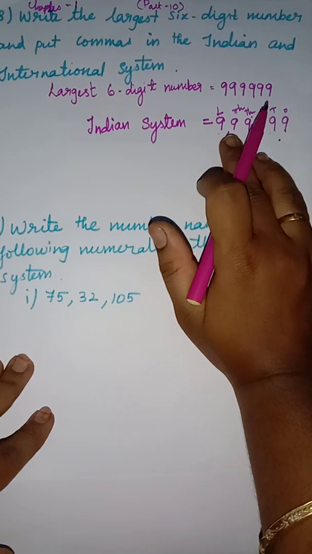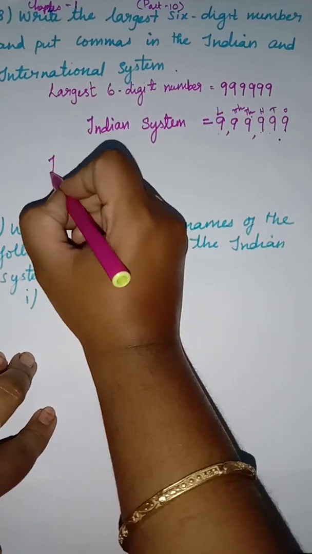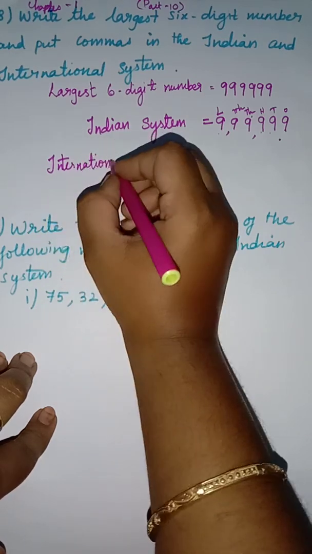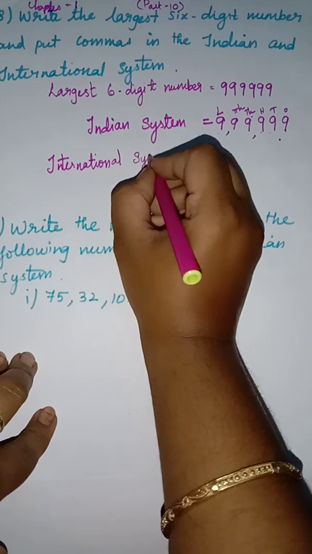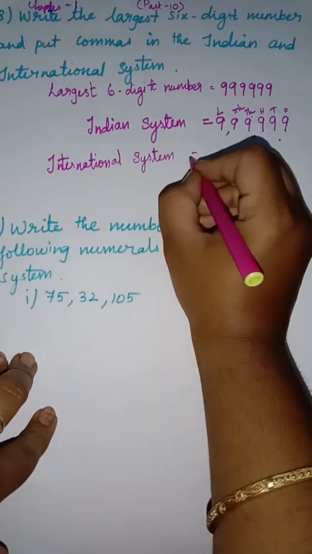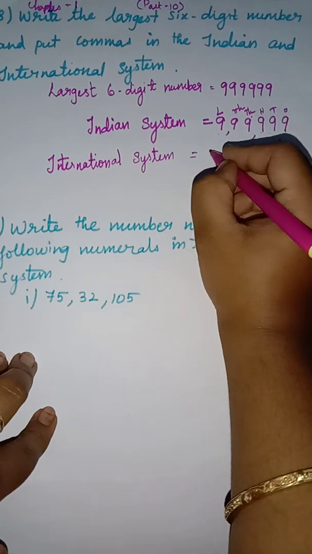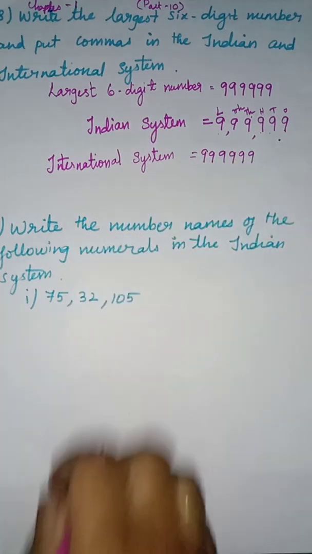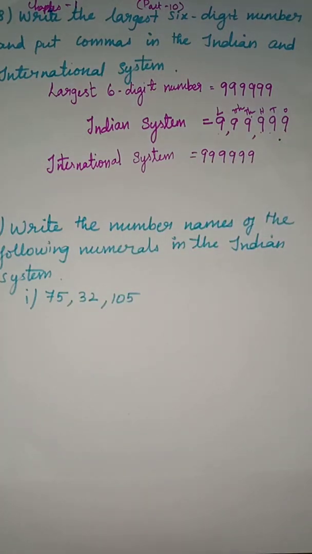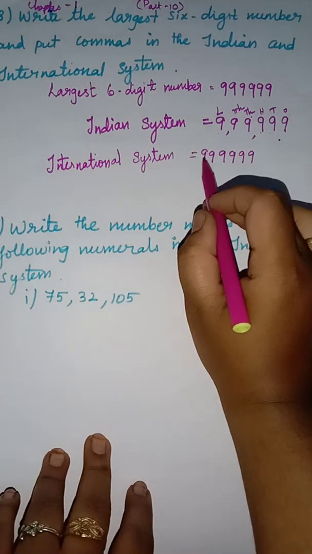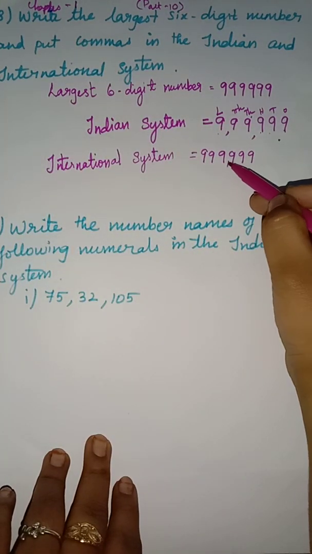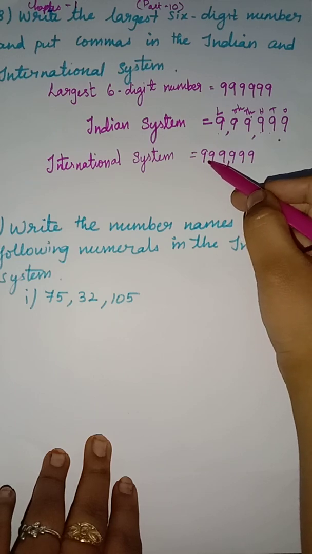Now we are going to write it in the international system. Just take that number and write it. Now we put commas based on the international system. How will you put it? 1 2 3, 1 2 3, it goes on. So here, 1 2 3, comma, 1 2 3.